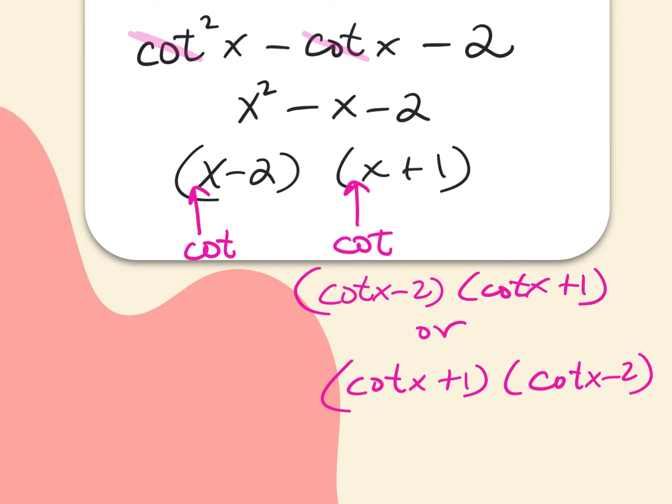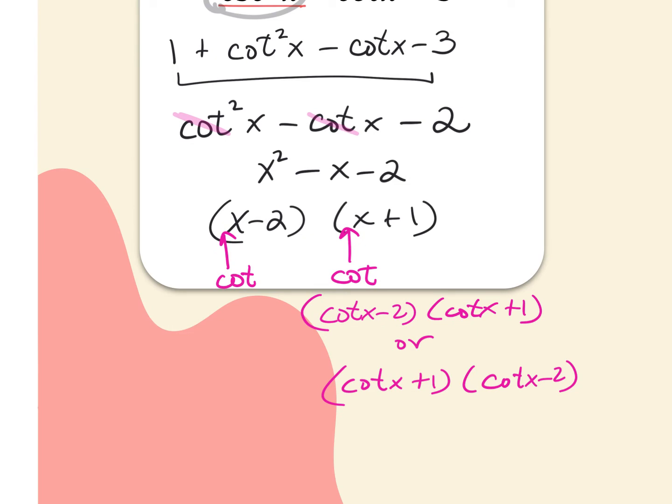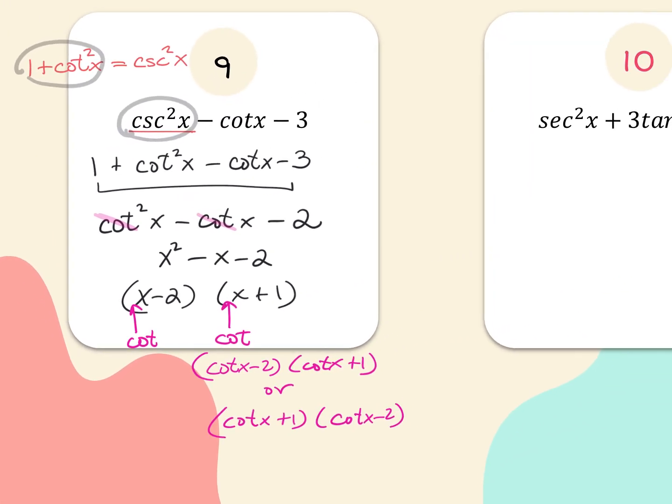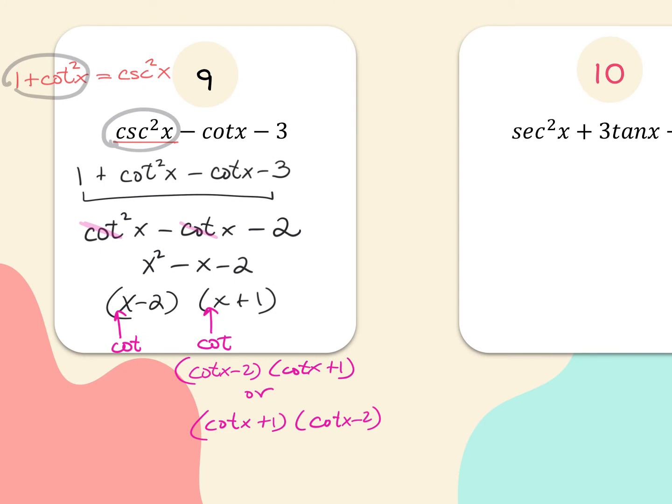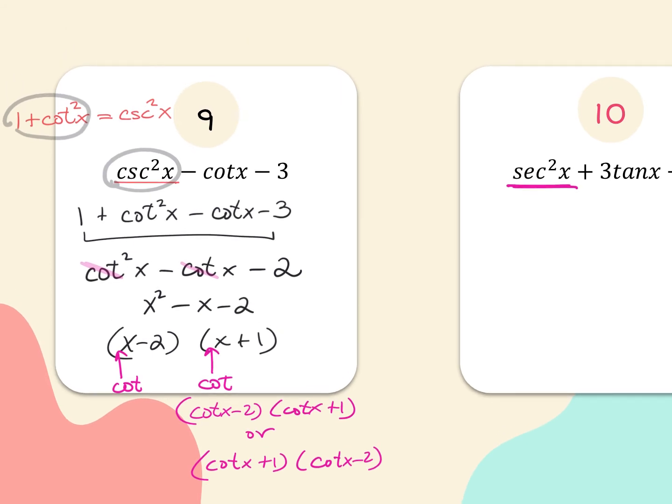I'm going to do the same thing on number 10. Notice the words are not the same. So in number 10, I need to either get them both to be secants or both to be tangents. So again, I'm going to use a Pythagorean identity, and I'm going to replace the secant squared x with a Pythagorean identity. The one I'm going to use is tangent squared x plus 1 equals secant squared x. So I'm going to replace and put in tangent squared x plus 1.